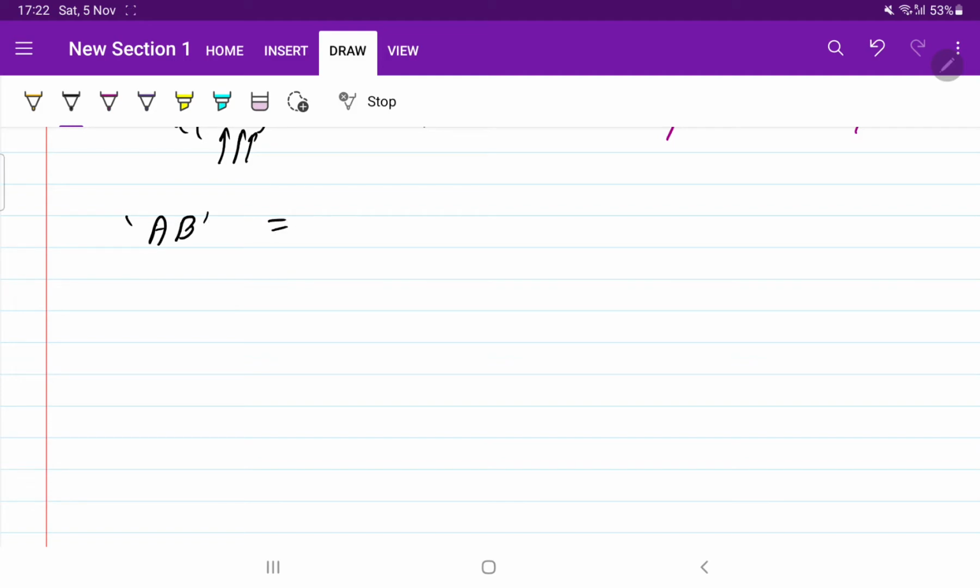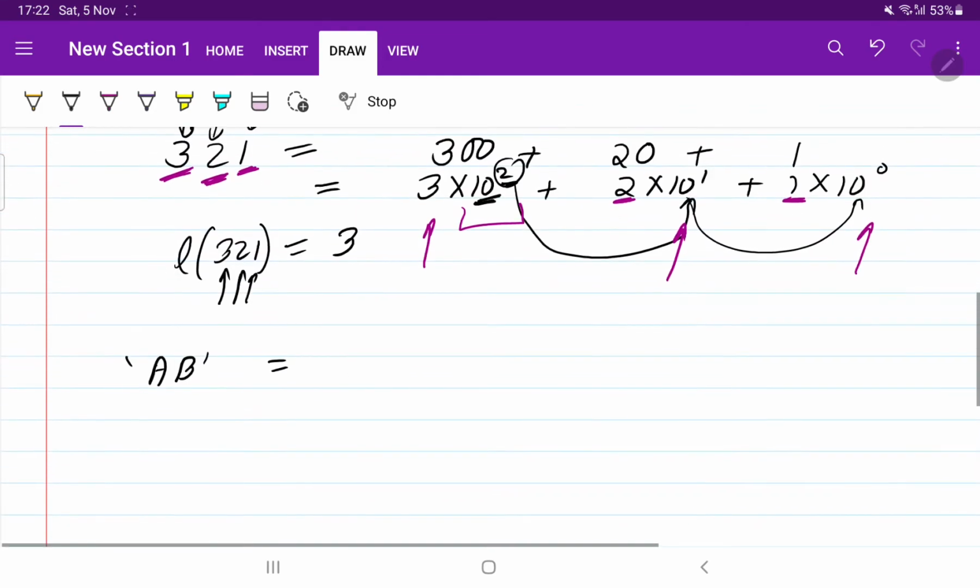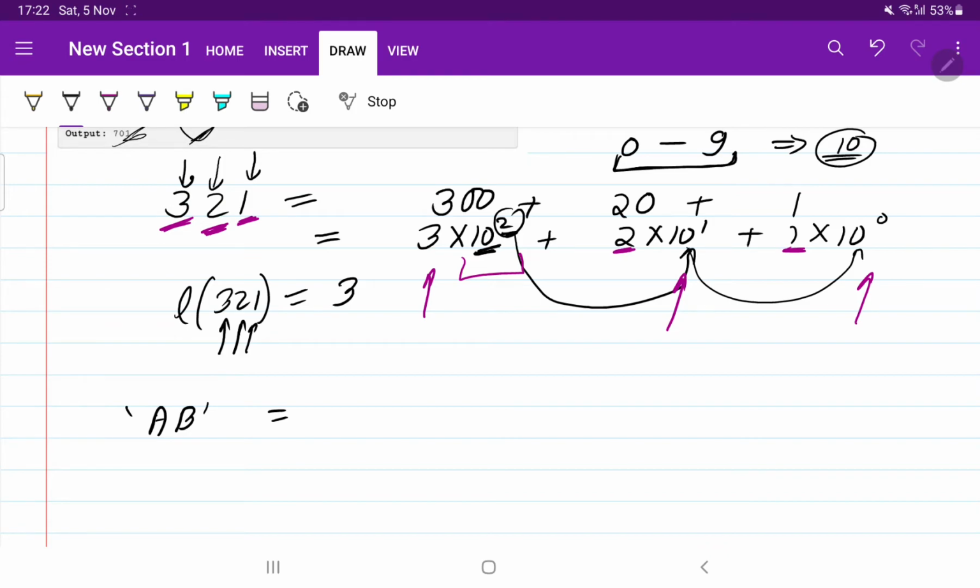Suppose you choose AB. First of all, what is the range? From A to Z we have 26 letters. Here the power was with respect to 10, but now we will have power with respect to 26. So one thing is clear to us. The second thing is, we want numbers, but here characters are given to us.